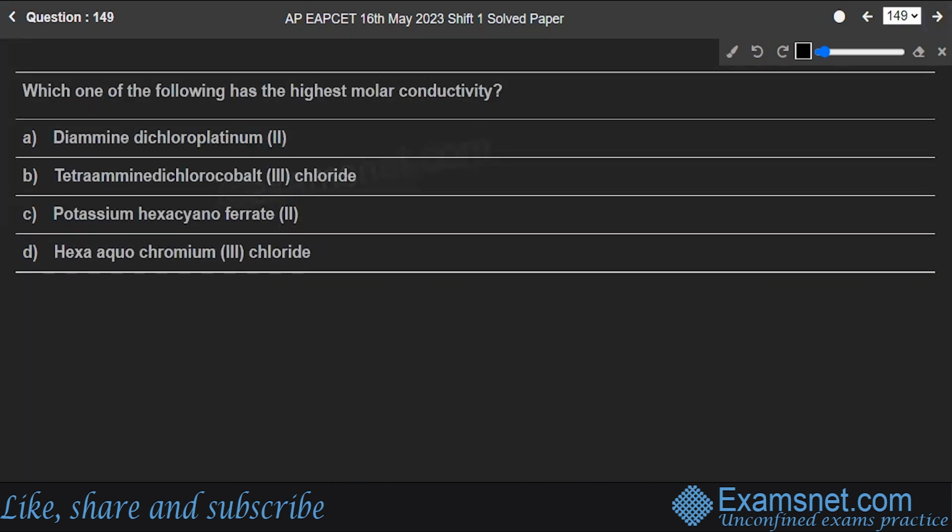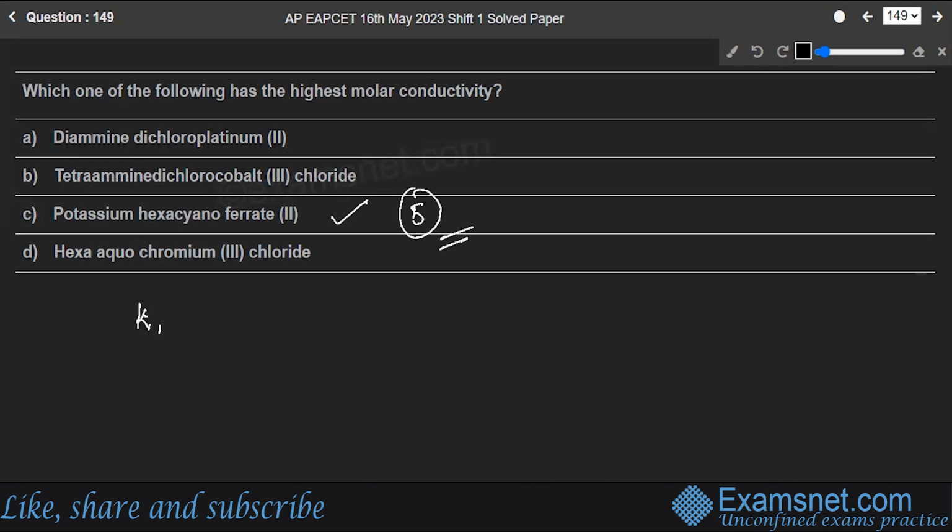Which of the following has the highest molar conductivity? First one, diamminedichloroplatinum 2. The second one is tetraamminedichlorocobalt 3 chloride, potassium hexacyanoferrate 2, or hexaaquachromium 3 chloride. Among all the given options, the third one, which is potassium hexacyanoferrate 2, has the maximum number of ions. This is 5. Thus, it has the highest molar conductivity.